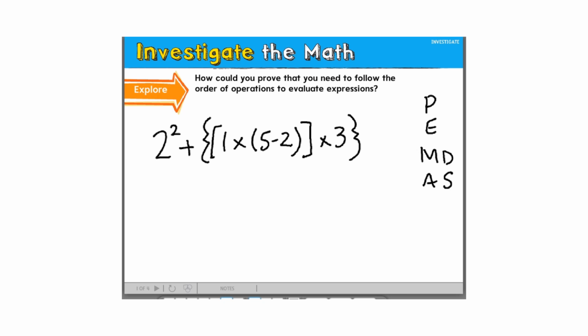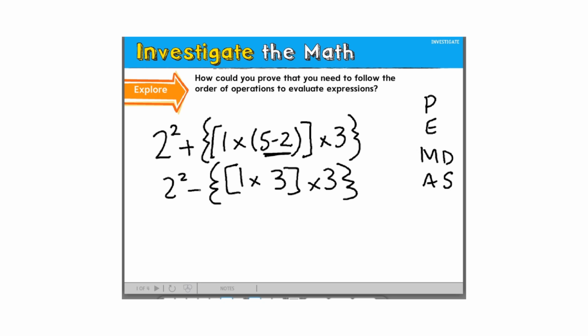All of these are the same as parentheses. It just means it's a little bit further out. So we have to go all the way to the center to start with the P for parentheses. Okay, so the center is right here, 5 minus 2, and that gives us 3. Then I'm going to rewrite what I have here. I'm just rewriting everything else that was around it. So all I did was I took this 5 minus 2 and I turned it into the 3.